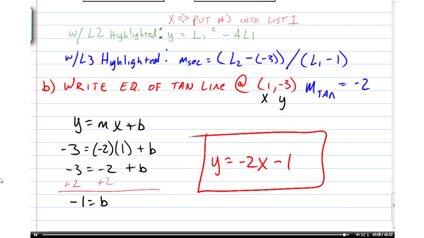This is the equation of the tangent line. We used our point, we used our slope, and y equals mx plus b to find the equation of the tangent line. You will have to know how to do that.